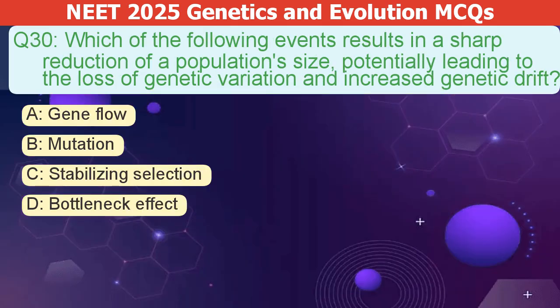Which of the following events results in a sharp reduction of a population's size, potentially leading to the loss of genetic variation and increased genetic drift? A. Gene flow. B. Mutation. C. Stabilizing selection. D. Bottleneck effect.